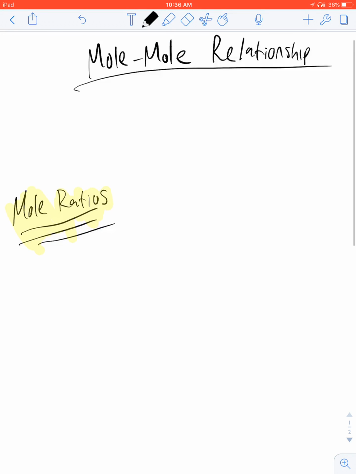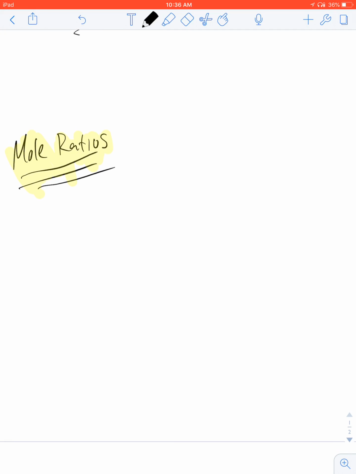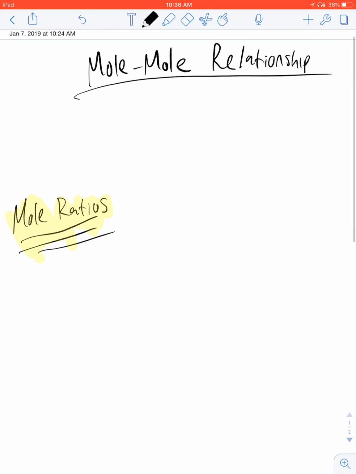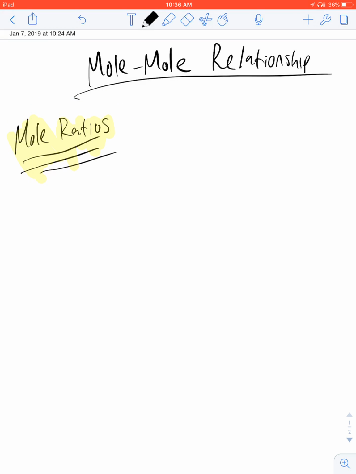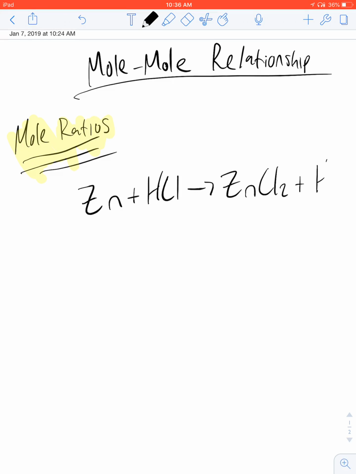So to start off today, let's start with an example, just a little refresher maybe, of how we can find our mole ratios. So let's take an example equation right here. Zinc reacting with hydrochloric acid to form zinc chloride and hydrogen gas.